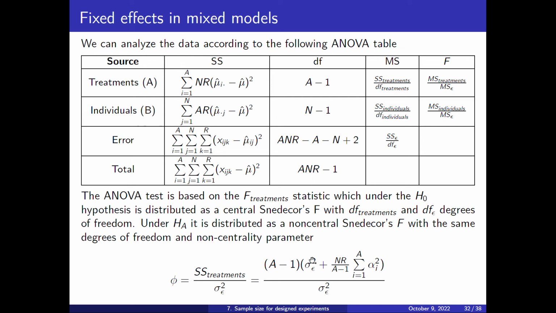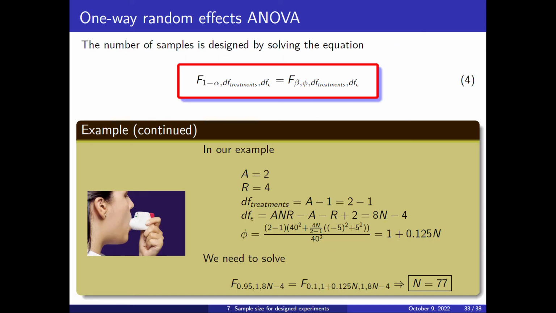Okay, so in our design we need to find this critical F such that from that point to the right is alpha, from that point to the left is beta. So it is simply a matter of substituting. So we have 2 inhalators, r measurements, then the number of degrees of freedom for the treatments is 2 minus 1, that is 1. The number of degrees of freedom for the noise is all this, so that is 8n minus 4. The non-centrality parameter is this one, it is simply substituting, and we have something that depends on n.